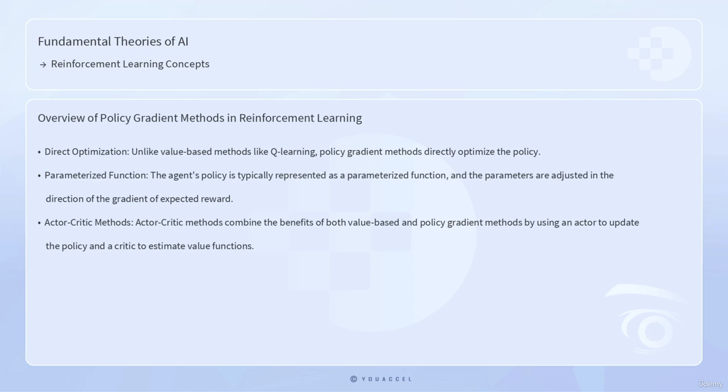Unlike value-based methods like Q-learning, which estimate the value of actions, policy gradient methods directly optimize the policy. The agent's policy is typically represented as a parameterized function, and the parameters are adjusted in the direction of the gradient of expected reward with respect to the policy parameters. Methods like REINFORCE and actor-critic are standard approaches in this category. Actor-critic methods, in particular, combine the benefits of both value-based and policy gradient methods by using an actor to update the policy and a critic to estimate value functions, leading to more stable and efficient learning.